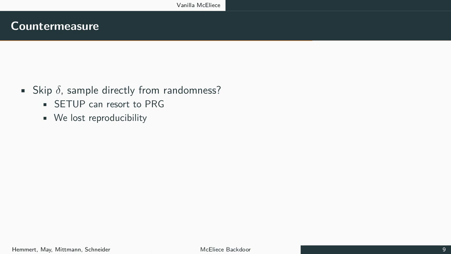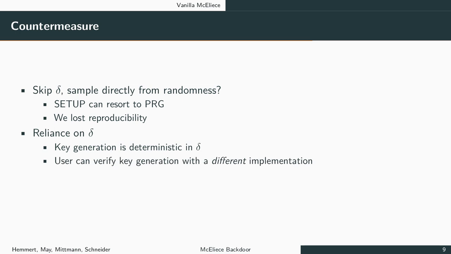In summary, not using a seeded mechanism does not prevent an attacker from using a seed anyway, making this in total a bad idea. But note that the backdoor relies on the fact that the key generation is deterministic in the seed. This can be used as it allows the user to verify the key generation with a different and, more importantly, trusted implementation. This implementation does not need to be noteworthy efficient, as it's only used once to verify that the seed delta serves as a witness for the public key to be generated according to the specification.